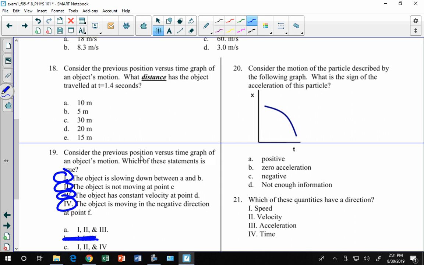So what do you think about number 20? Consider the motion of the particle described by the following graph. What is the sign of the acceleration? Is this object speeding up or slowing down?